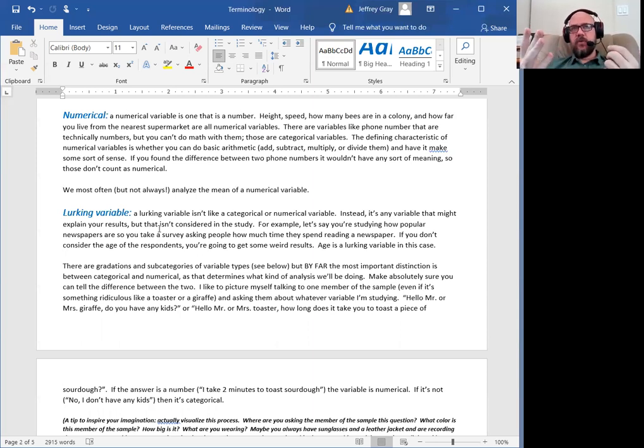So here's an example of a classic lurking variable. You may have heard this story before. In New York City, ice cream sales and murder rate go up at the same time. When ice cream sales increase, the murder rate increases, and vice versa. When the murder rate increases, ice cream sales increase.